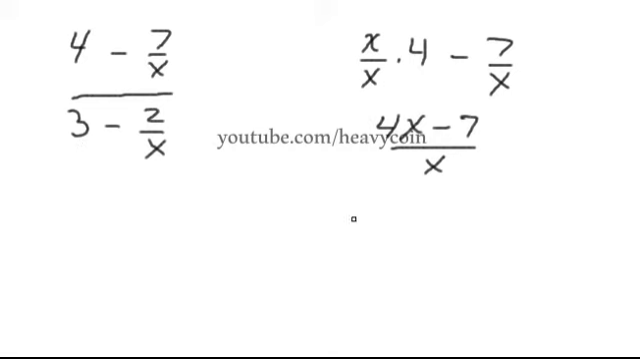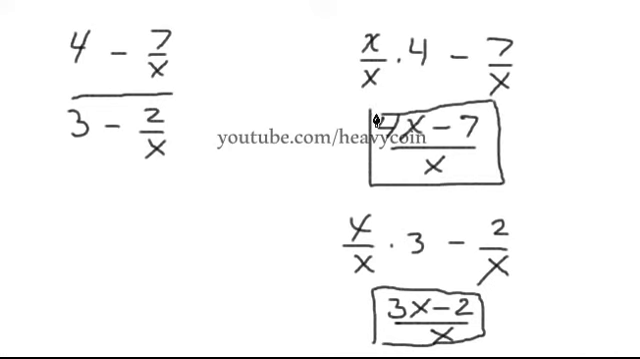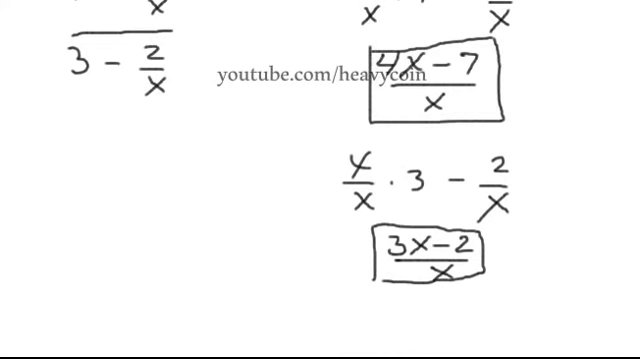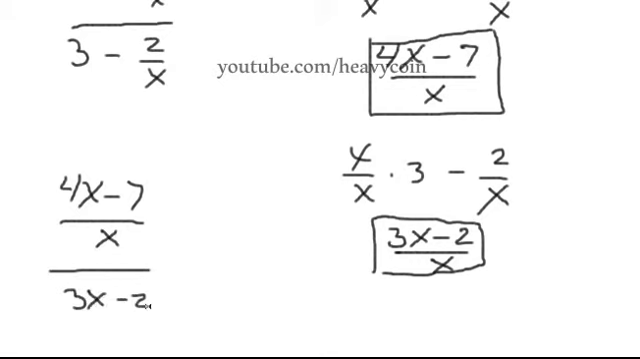Now let's work on the denominator. We're going to have x over x times 3 minus 2 over x. So now we have 3x minus 2 over x, and so that's going to be the denominator, and that's going to replace the numerator there. So let's just write that right over here. So we have 4x minus 7 over x, and then that's going to be all over 3x minus 2 over x.